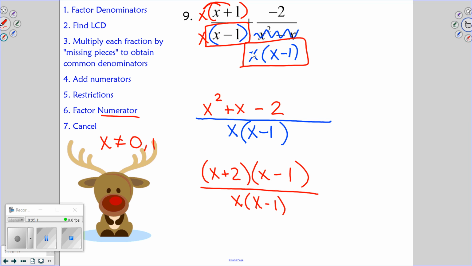You look terrible. All right, step 7, cancel. Good. So then I have x plus 2 on the top and an x on the bottom. Can I cancel the x's? No. Why not? Good, that's held with a plus. And I'd have thrown my marker at you. Probably not, but you know.